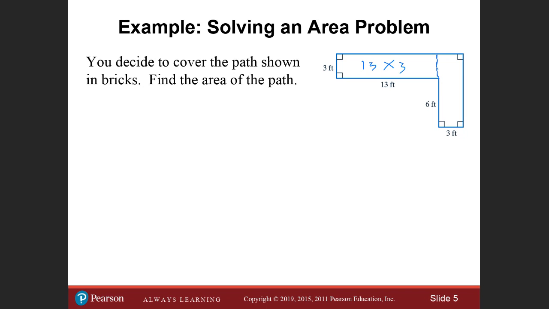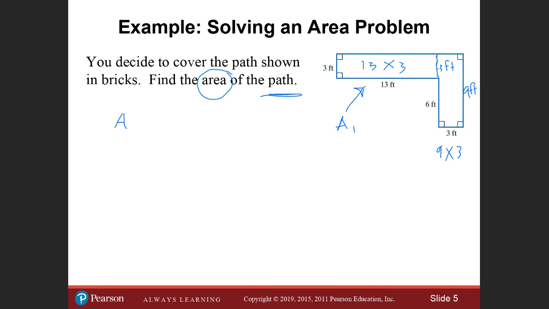looking at this measurement here that we cut, that's 3 feet. And 3 plus 6 would be 9, so that side would be 9 feet here. So in that rectangle, that would be 9 by 3. If you're asked the area of the path, you just add the two areas of the rectangles.